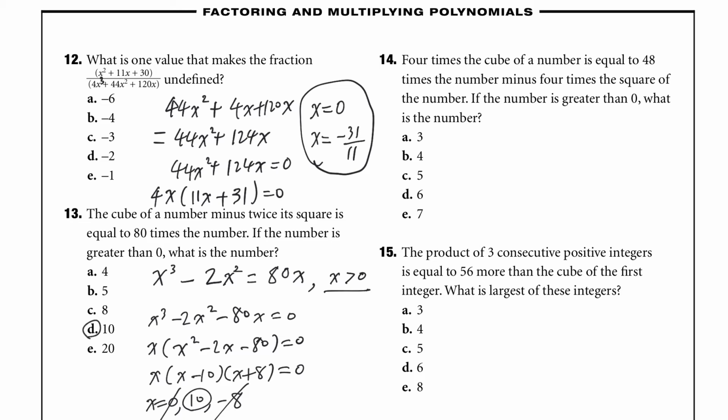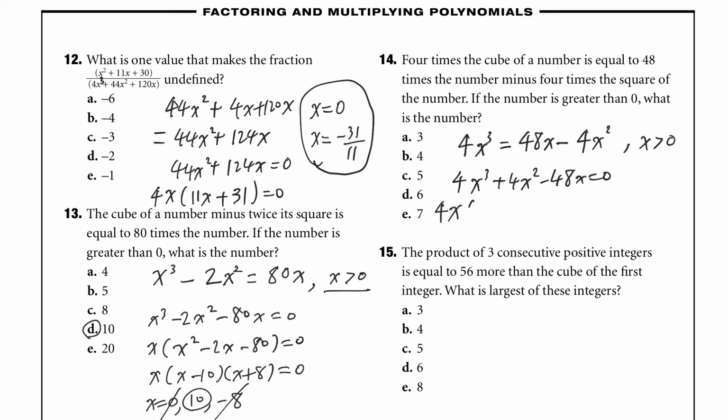Number 14, 4 times the cube of a number is equal to 48 times a number minus 4 times the square of that number. And again, the number is greater than 0. What is the number? I'm going to do the same thing. Move everything to one side, and then I'm going to factor this expression. I can factor by 4x. So I have x squared plus x minus 12 is equal to 0.